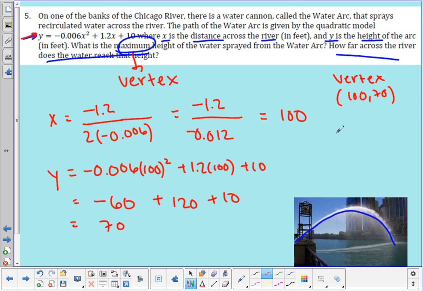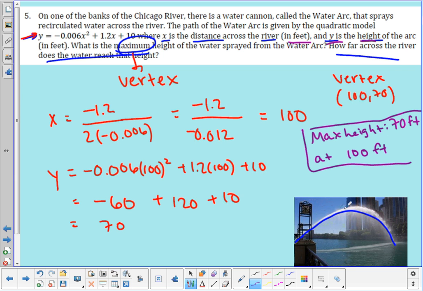So what that means is the max height is the y value. Y is the height. Max height is 70, and we're looking at feet, I think. In feet, yep, so 70 feet. And that happens at 100 feet across the river. So that would be this point approximately right there.